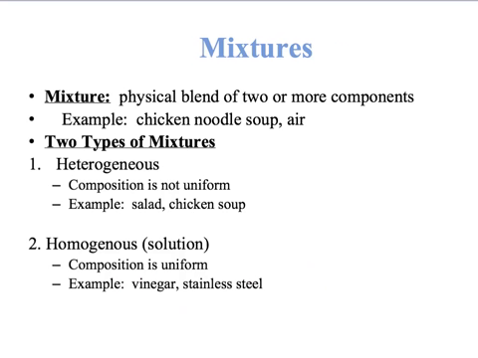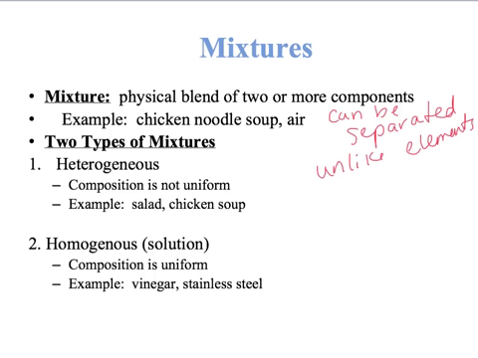The next section of this chapter talks about mixtures and what a mixture is. A mixture is a physical blend of two or more components. I've given you a few examples here: chicken noodle soup, air. What you need to understand is that mixtures can be separated, and we're going to talk about that in a minute. That's why they're unlike elements and compounds, because those can't be separated by just physical means, and I'm going to talk about that in a minute.